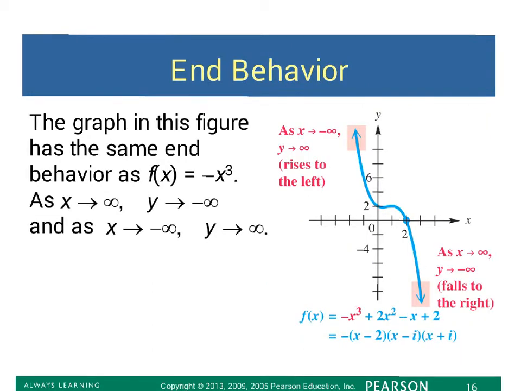Now looking at the end behavior of this graph, it is odd degree, but our leading coefficient here is negative. So it's going to be kind of the opposite of what we were looking at before. As our x values increase or go to positive infinity, the graph falls. It goes to negative infinity. As our x values on this other side decrease, go to negative infinity, our y values get bigger. They increase and go to positive infinity.